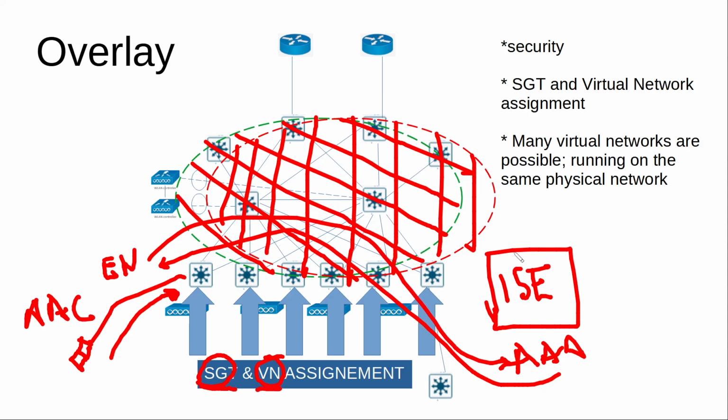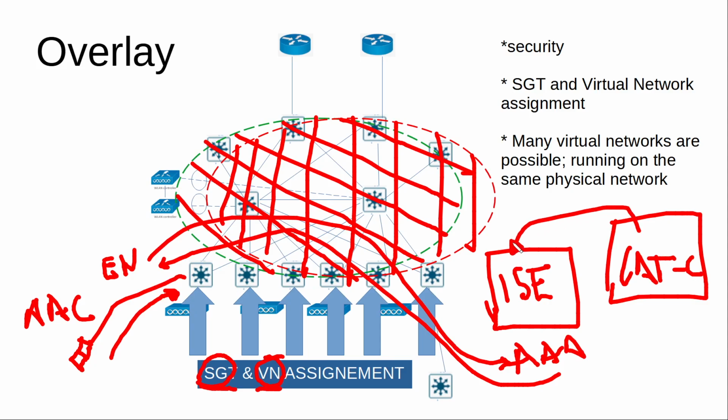This is the workhorse of the security in your SD-Access network, and you will need the Catalyst Center, formerly known as DNA Center, in order to create those policies and push them into ISE. So the device that is doing all the work is ISE, but the device that you need in order to create those policies is the Catalyst Center, formerly known as the DNA Center.